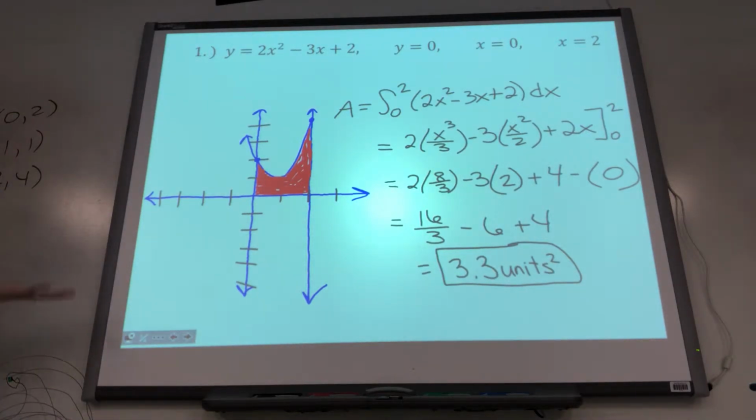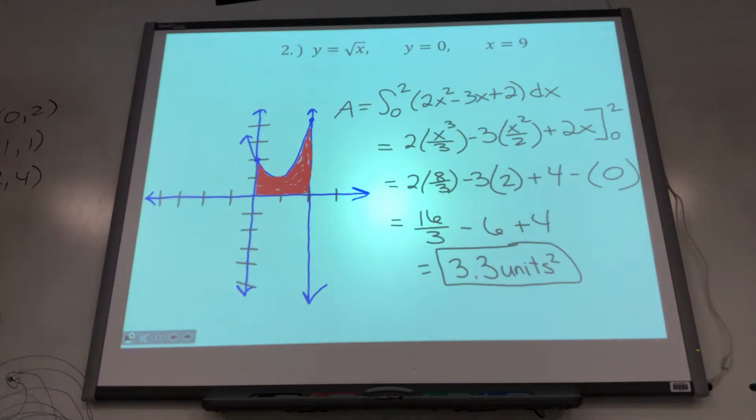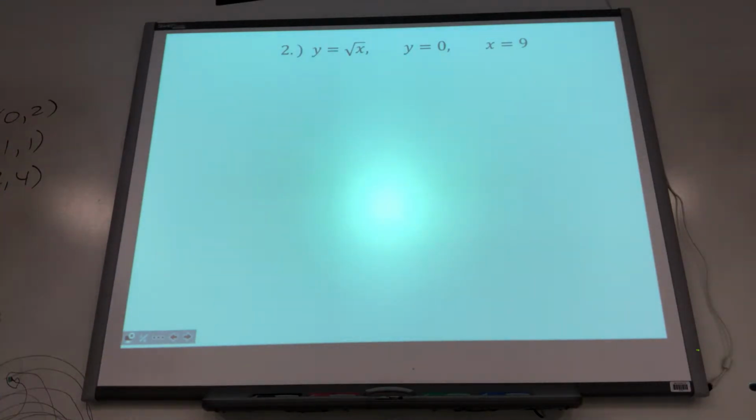You graph it and then you integrate it based on what you see on the graph. All right, let's try, I think, just a couple more. Example 2, y equals the square root of x, y equals 0, and x equals 9.